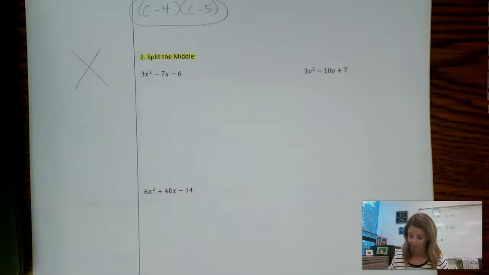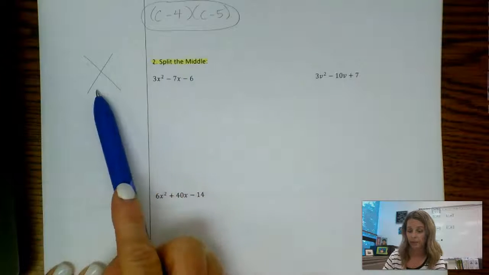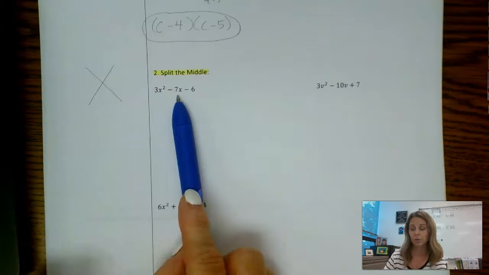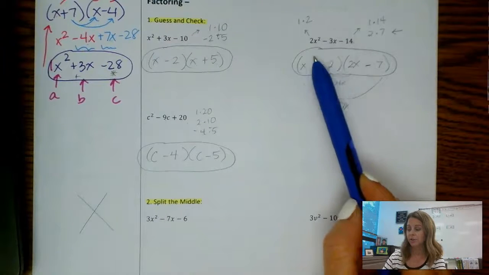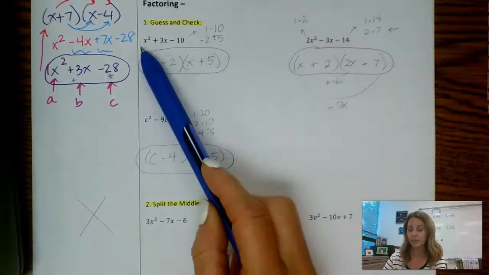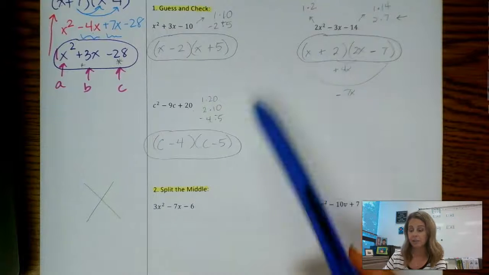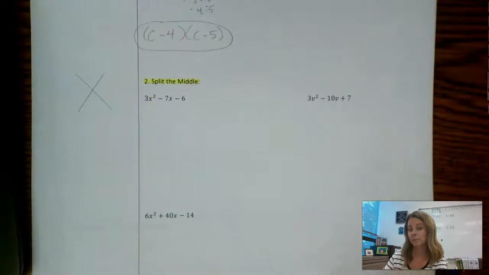Okay, split the middle. The goal of this, or the X method, however you want to call it, is to split this middle term up into two terms. The reason you might use split the middle is it is an alternative to guessing and checking when A is greater than 1. When A is greater than 1, guessing and checking is a method. Split the middle is another way to do factoring.